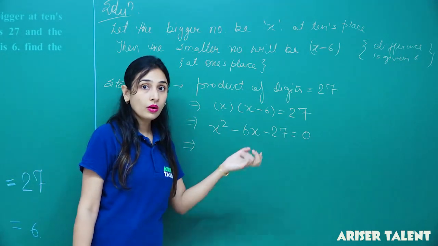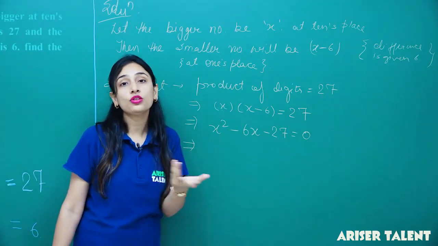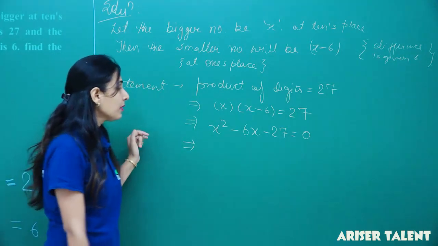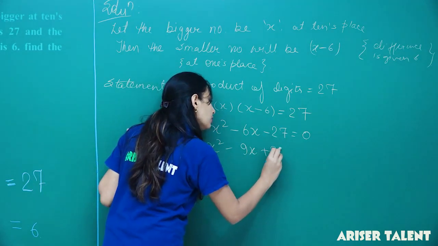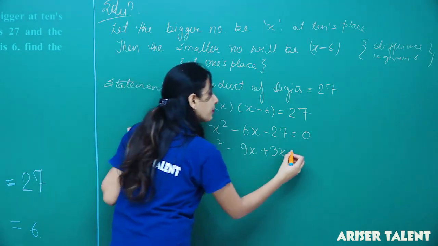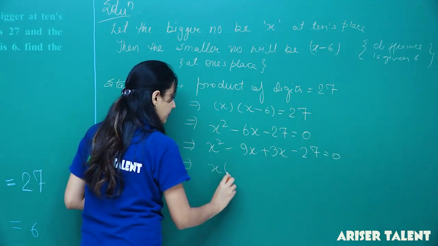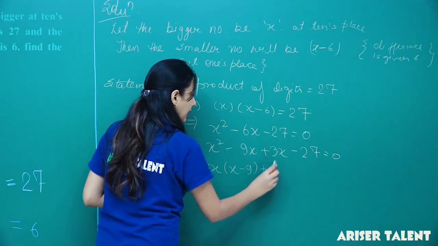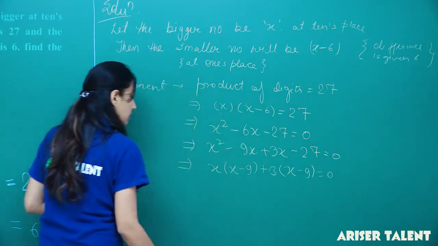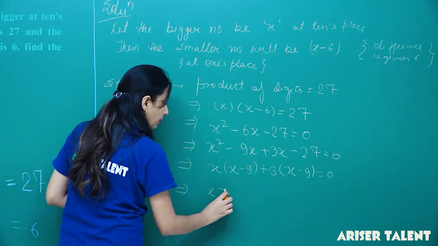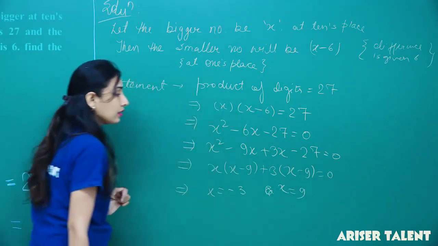Now 6. How can you write 6 in the form of subtraction of 9 and 3 or addition of 9 and 3? Obviously you will subtract. So x square minus 9x plus 3x, this will be 6x, minus 27 equals 0. Right, students? Then you'll have x minus 9 and take 3 common here, then it will become x minus 9 equals 0. Now this will give x equals minus 3 and x equals 9.